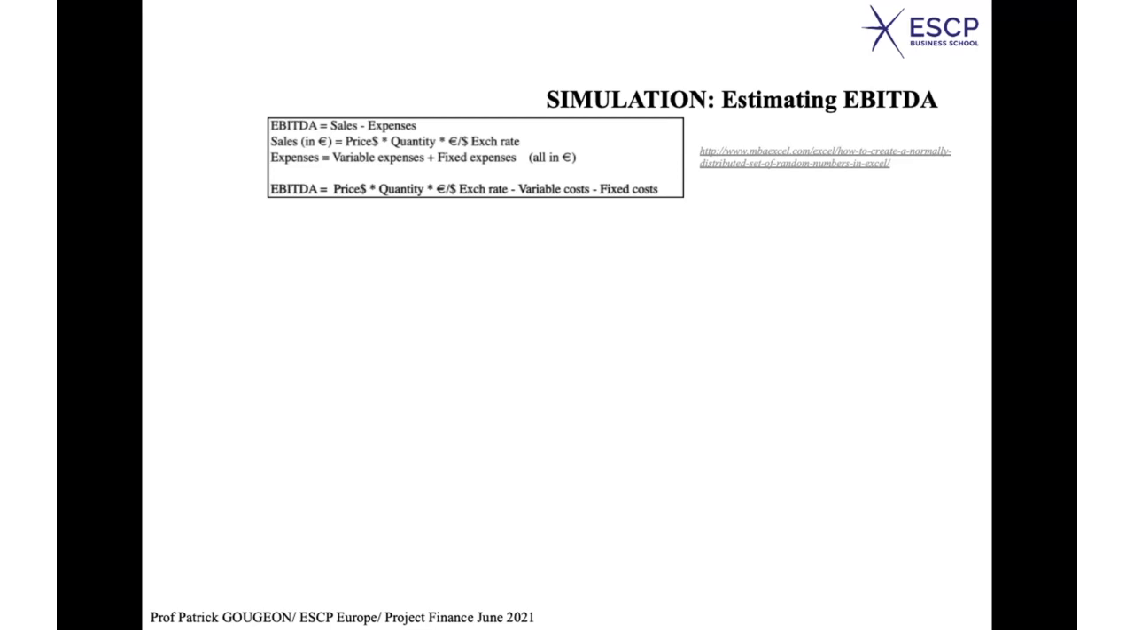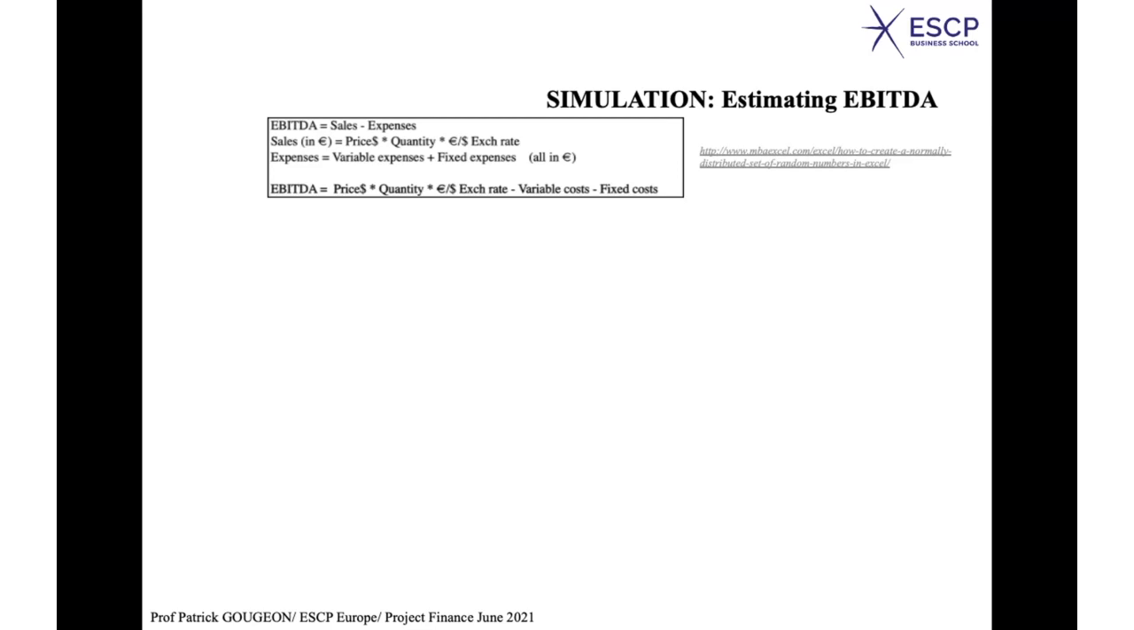Well, what about expenses? We will make a distinction between variable expenses and fixed expenses. So for the EBITDA, here you have the different parameters that will determine the EBITDA in the end, which is our outcome for this case. It's the price in dollars times the quantity times the exchange rate, minus variable cost, minus fixed cost. So now we need to identify the probabilistic properties of each of these parameters.